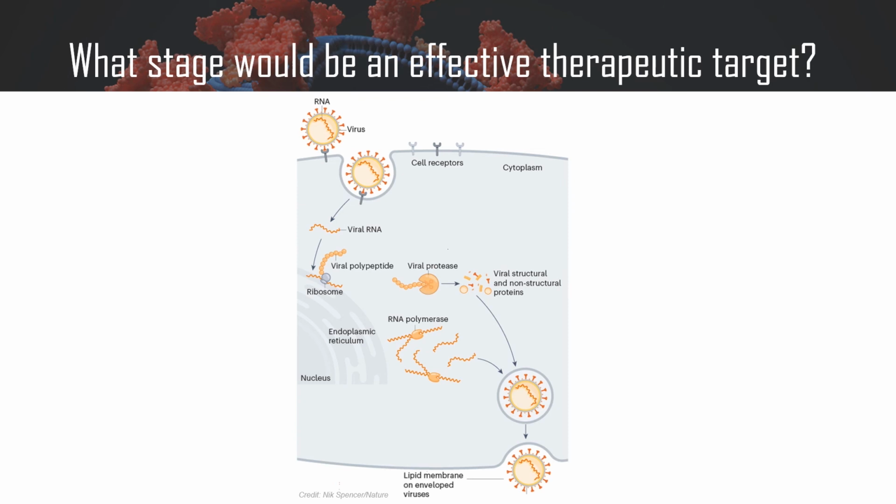So we've been through the detailed mechanism of how COVID-19 will infect this host to cause the overall infection. The next question is, what stage would be an effective therapeutic target? So of the mechanism that has just been described, where would be the best way, or the most effective way, to target the virus to prevent viral replication?